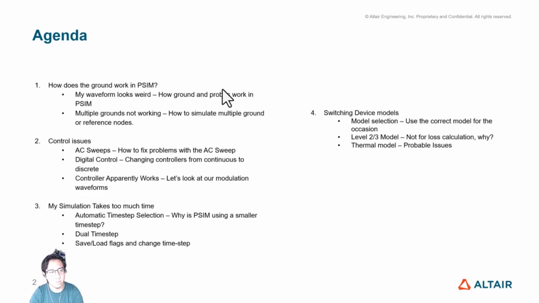Then we're going to look at some control issues, how the AC sweeps work, how to fix some problems with the AC sweep. We're going to look at some control issues, some of them for digital control and the other one for actual control design. Then we're going to look at simulation time. Why would a simulation take too much time? And then we're going to look at switching device models and how to use them properly and how to avoid errors using them.